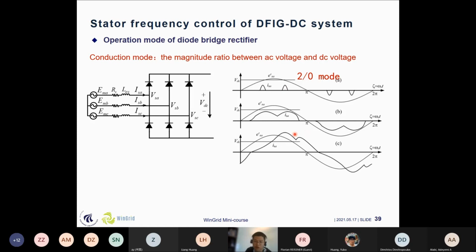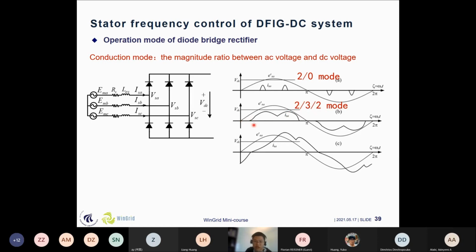But if you go on increasing, you can see that the ratio between the AC voltage and the DC voltage is increasing, and we reach the 2-3-2 mode. It means that sometimes 2 diodes conduct, and sometimes 3, and sometimes 2 again.